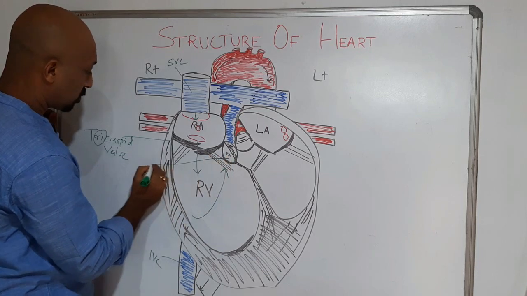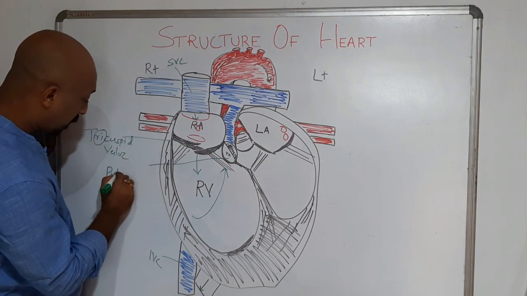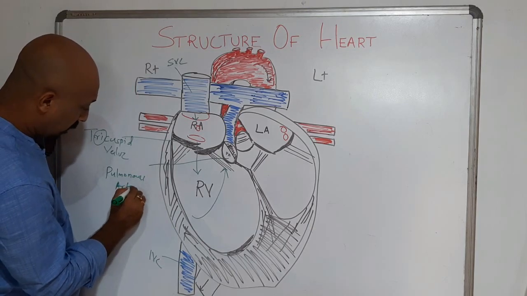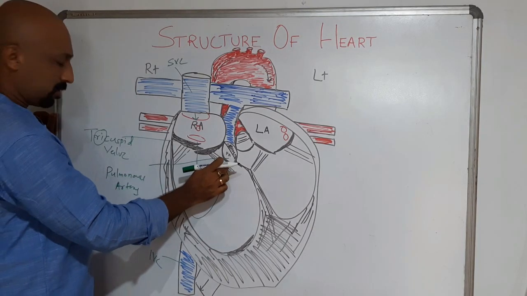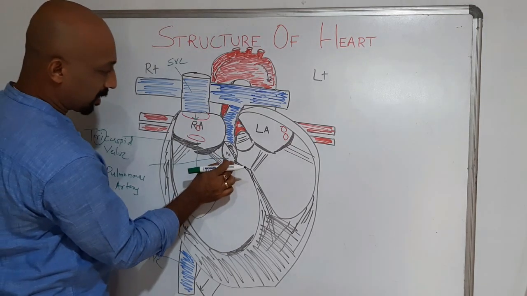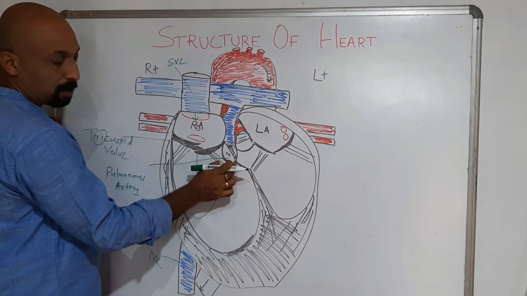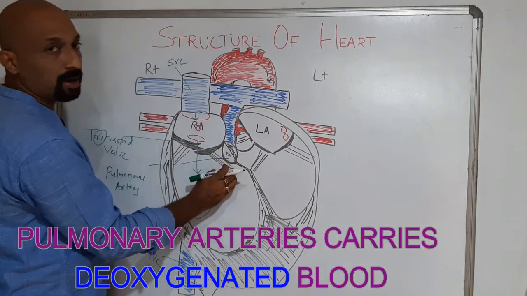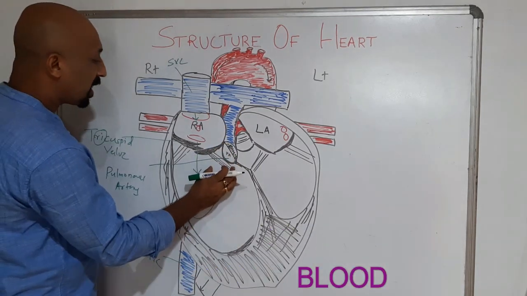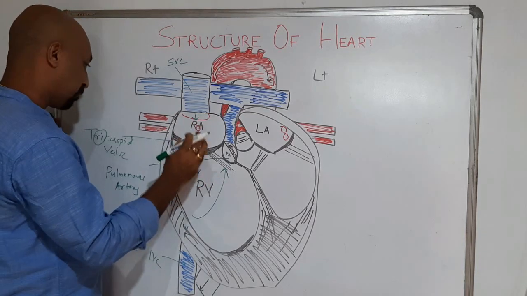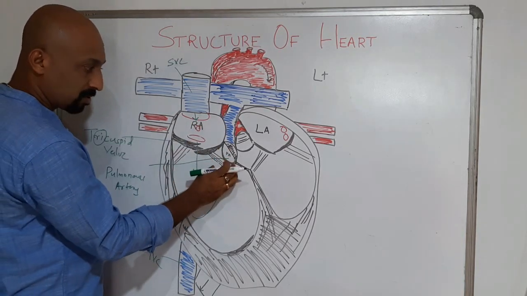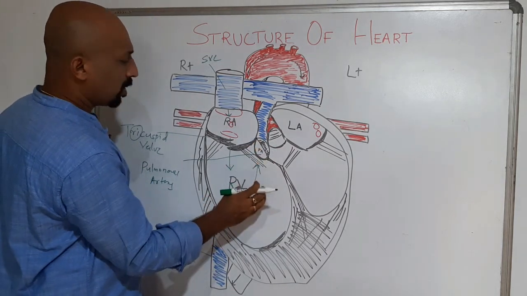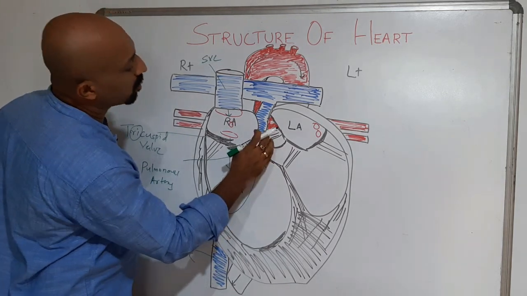So I will just draw a structure. It is called the pulmonary artery. Okay, pulmonary artery. This is very important to know about the pulmonary artery. The pulmonary artery is the only artery in the human body which carries deoxygenated blood. So make sure that you understand this term.